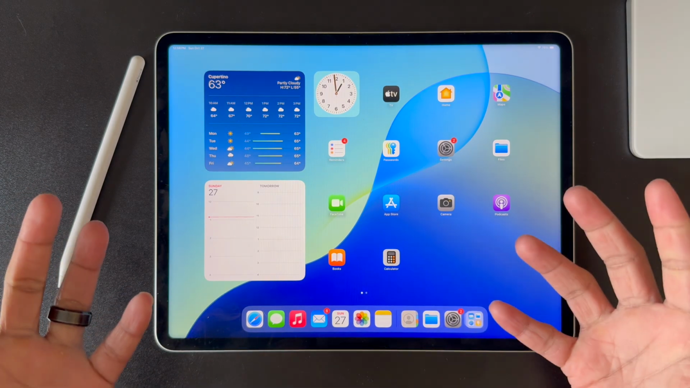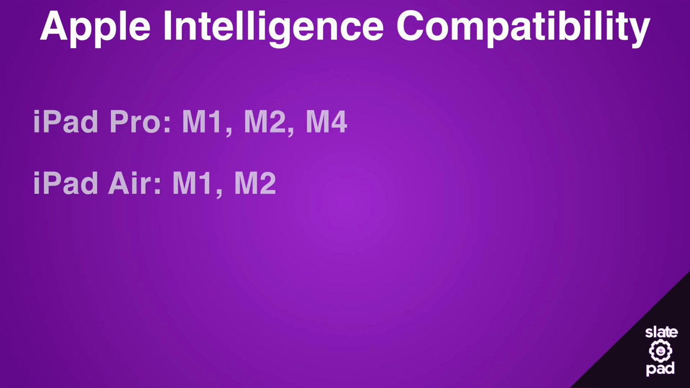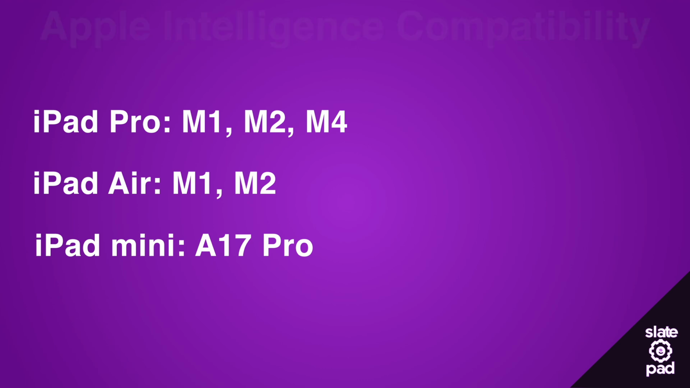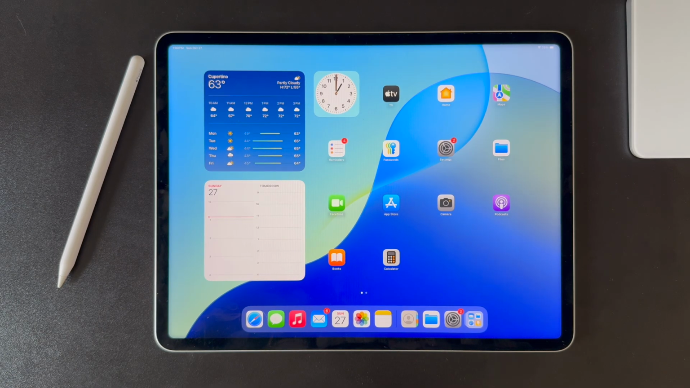If you have a compatible iPad, this is the release that gives you access to the first set of Apple Intelligence features on iPad. As a reminder, you need an M series iPad, so that's an M1, M2, or M4 iPad Air or Pro, or the recently released A17 Pro iPad Mini to get access to Apple Intelligence. So let's go ahead and start with those new Apple Intelligence features.